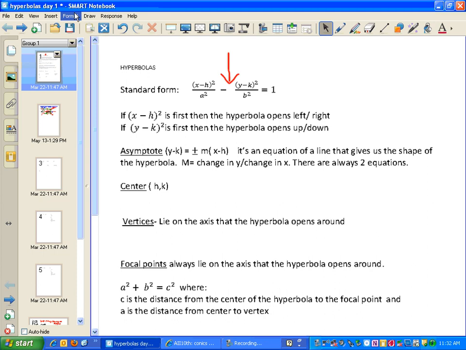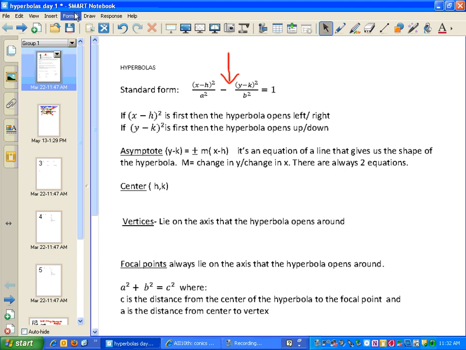Subtraction sign is in front of the y squared or the x squared. So not in front of the x or the y term, but in front of one of the squared terms, then you have a hyperbola. Okay? All right. We're going to figure out how it opens.